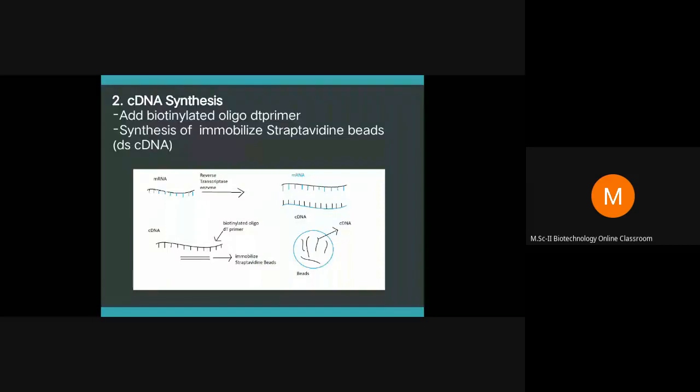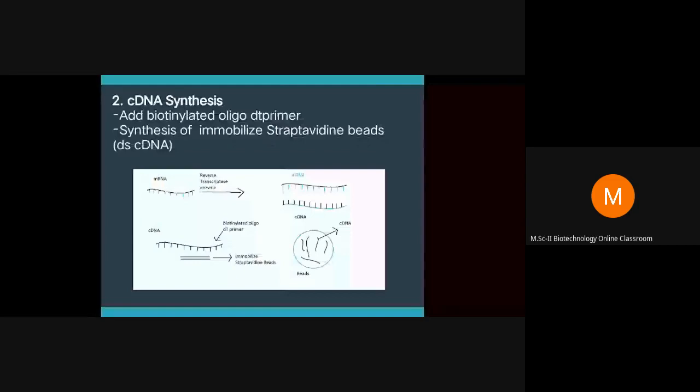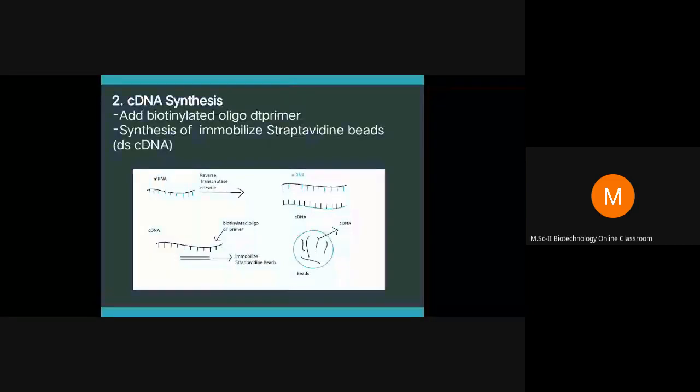Second step, to synthesize the cDNA. cDNA is synthesized from the mRNA molecule by the enzyme reverse transcriptase. And in that, biotinylated oligo dT primer is added. Biotinylation will help us to isolate the cDNA further in the process.